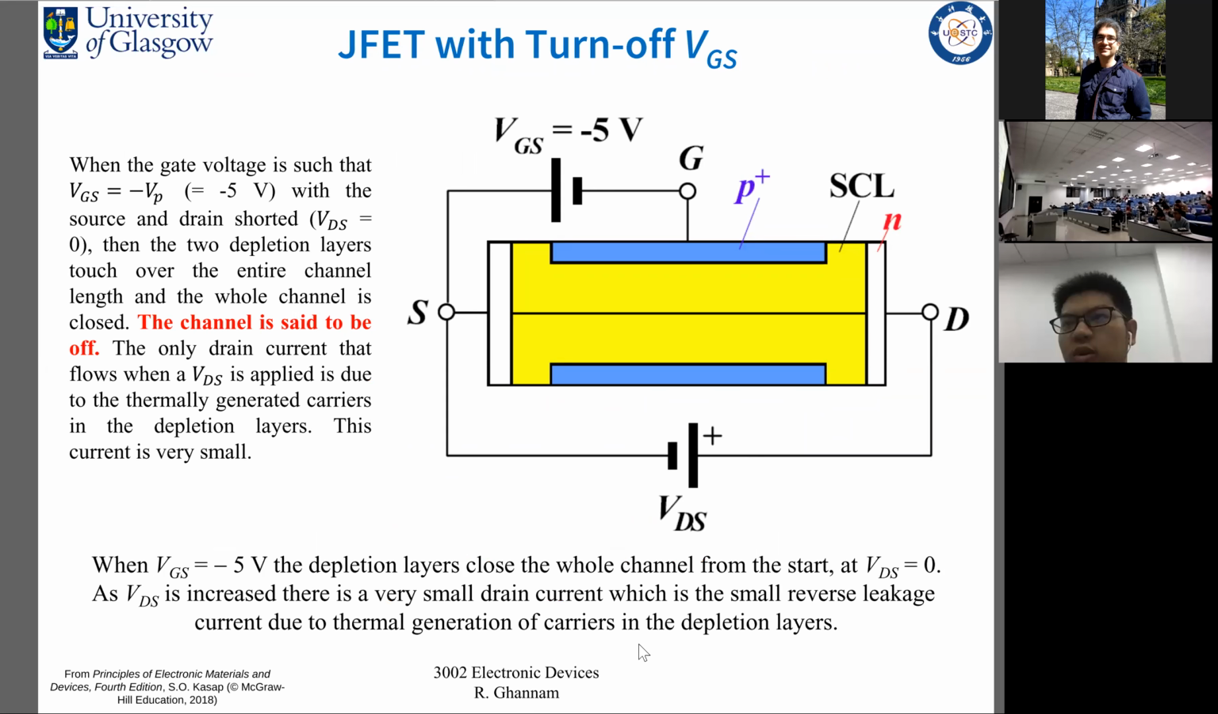Obviously, the channel can be completely switched off with a high voltage. In this case, if VGS is equal to the pinch-off voltage, minus 5 volts, then the channel is said to be off. The two depletion layers touch each other and completely block the channel, and as a result, no current can flow between the drain and the source. So when VGS is minus 5 volts, the depletion layers close the whole channel from the start, and VDS is equal to 0. As VDS is increased, there is a very small drain current, which is a small reverse leakage current due to thermal generation of carriers in the depletion layers.